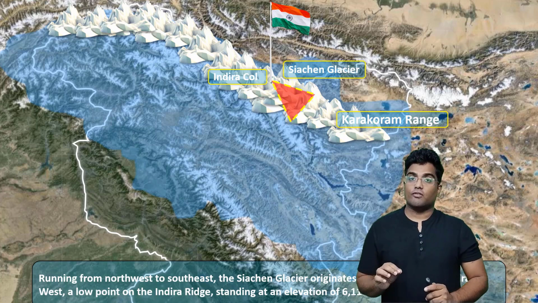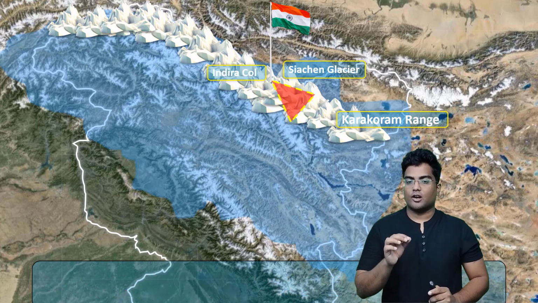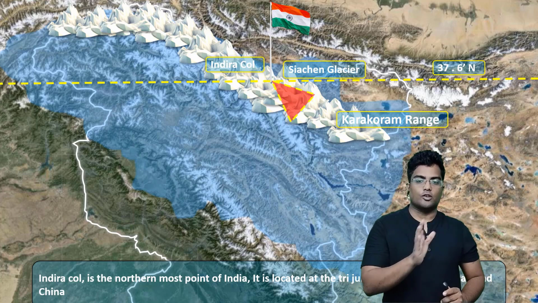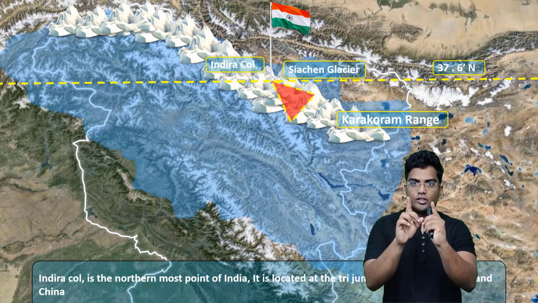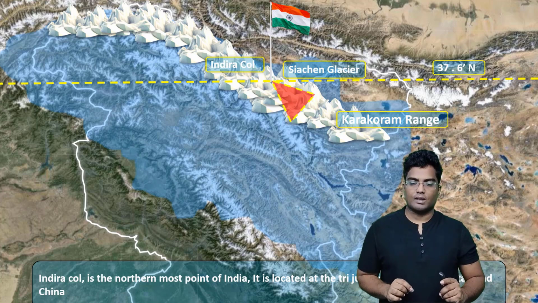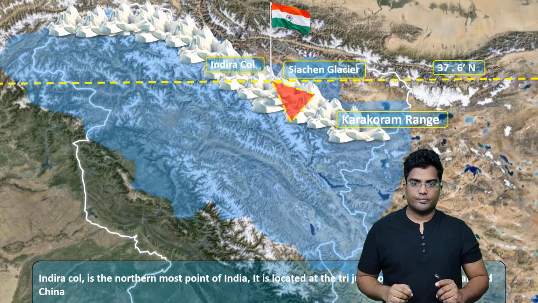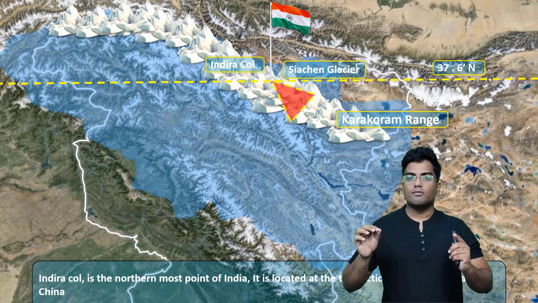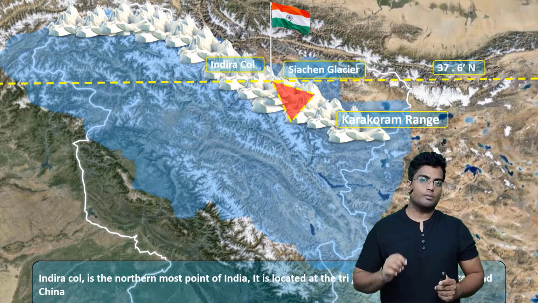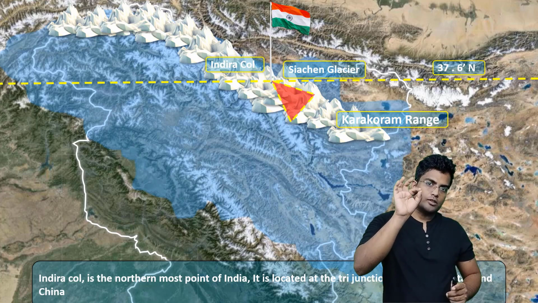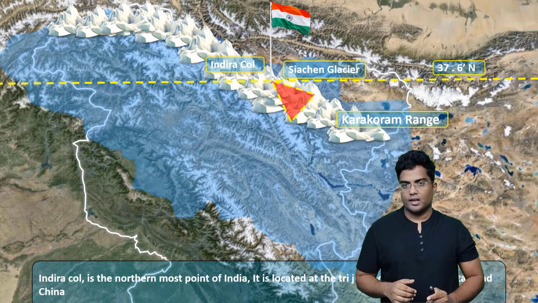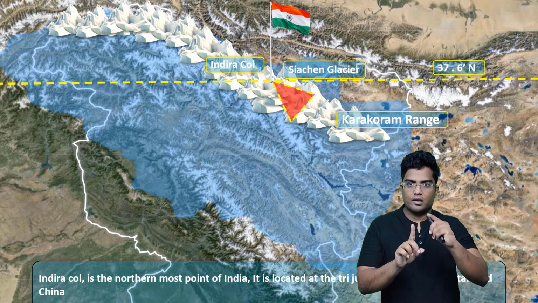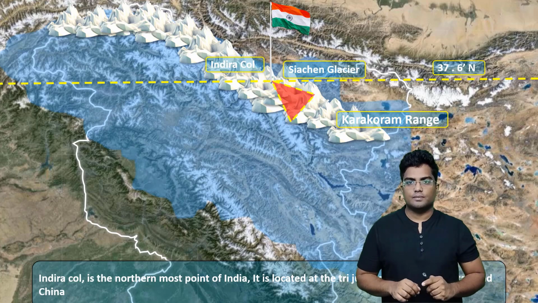If you have learned a little bit of geography, it is located around 37.6 degrees north. That's the northernmost point of India. Beyond this, it's Pakistan and China. This is the extreme where India can exert its influence. 37.6 degrees north, Indira Col. It's located almost at the top of Siachen Glacier. Indira Col is also the point where there is a tri-junction. You have India, you have China here, and you have Pakistan here.